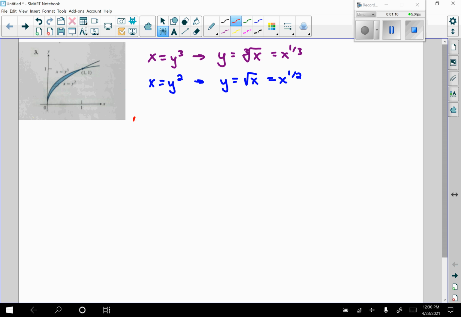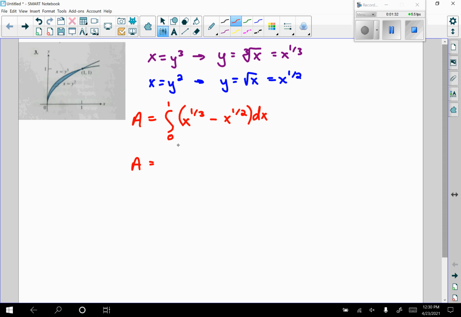So the integral here to calculate the area, we're going from 0 to 1. I already show the points of intersection. Top curve is going to be the cubed root of x, so we'll have x to the 1/3, minus the bottom curve, y equals x to the 1/2, dx.